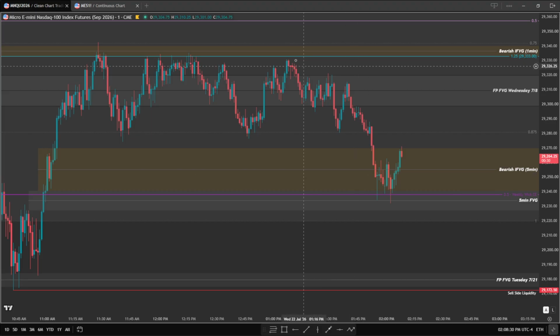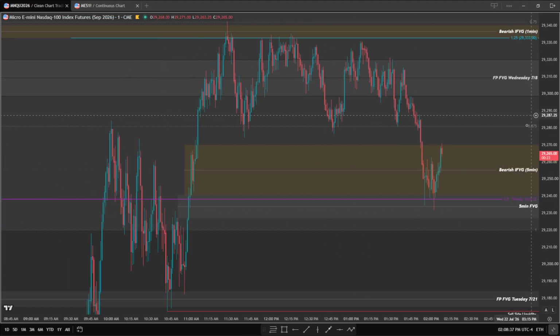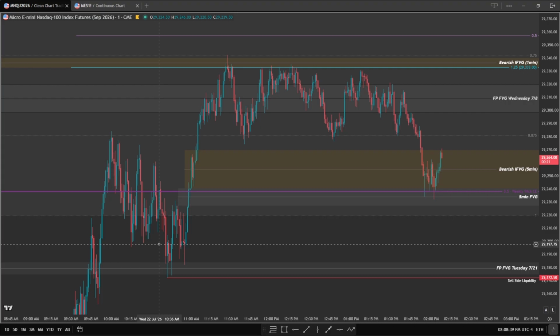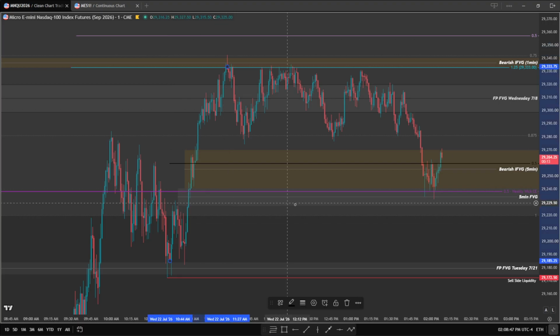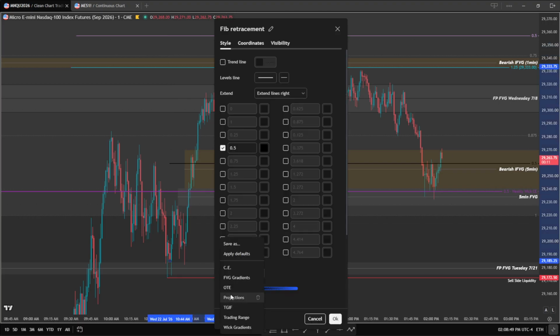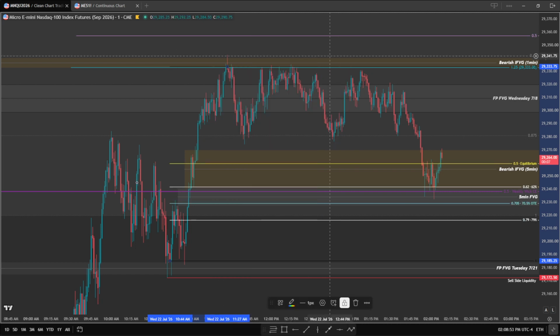Starting to lean towards these highs. This is the range we're in, and to draw our levels sitting.